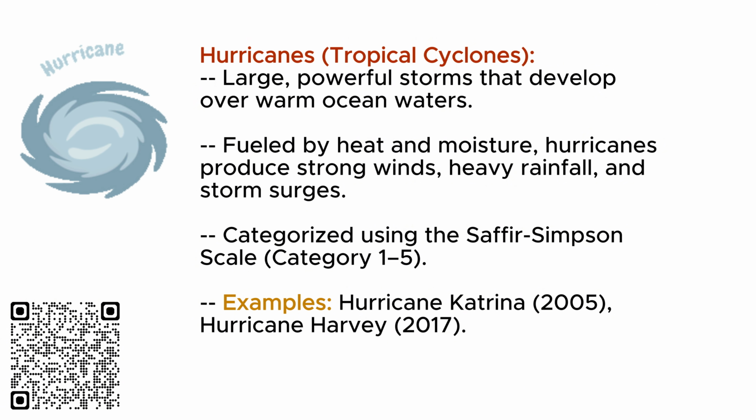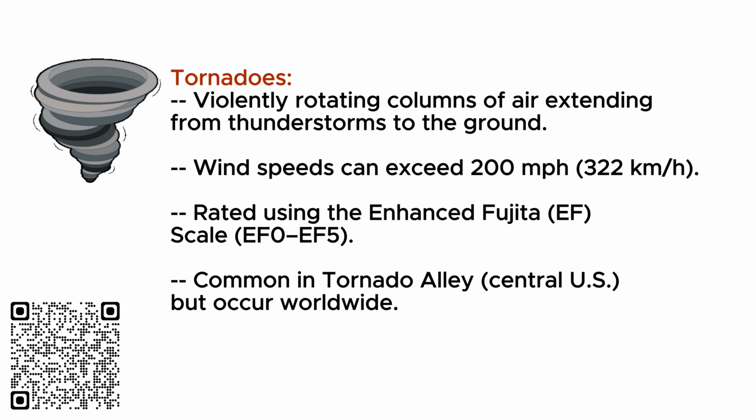Okay, now let's talk about tornadoes. These are those terrifying spinning columns of air that come down from thunderstorms. Yes, tornadoes are much smaller than hurricanes, but they can be even more intense. They can have wind speeds that exceed 200 miles per hour, which is just unbelievable. I mean, you're not kidding. That's enough to rip houses apart.